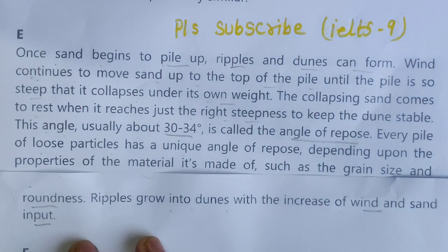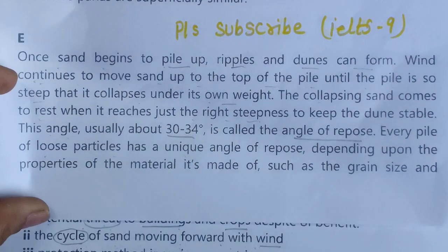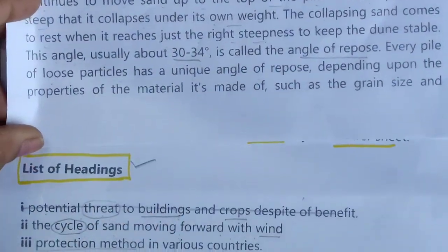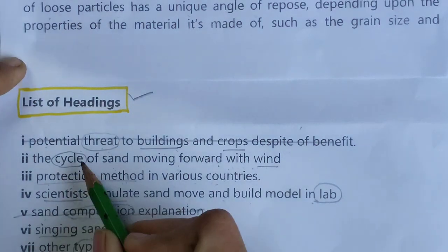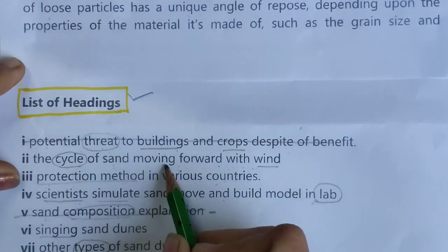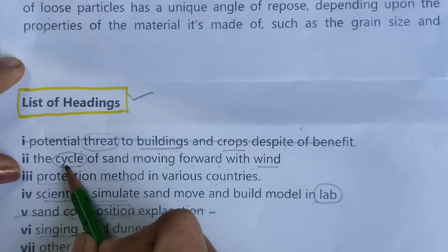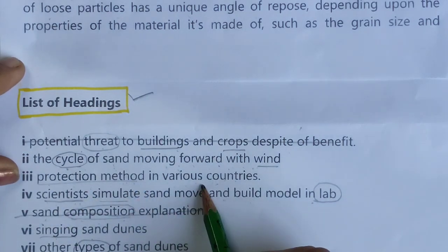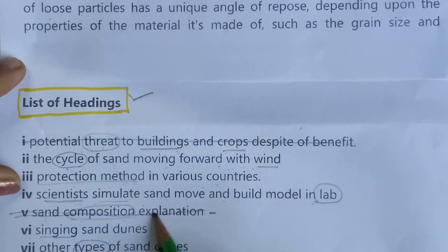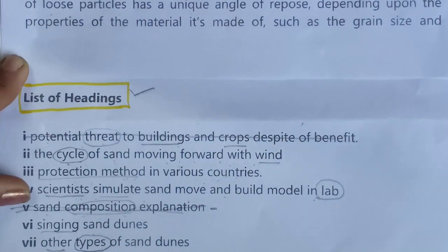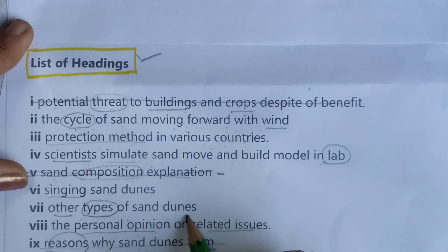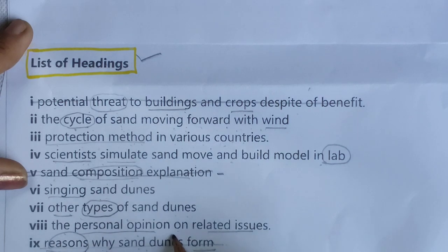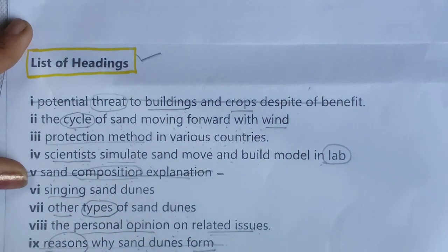Okay. So we can see the options first. So this is E we have read, and we can see the options here. We have the cycle of sand. So cycle thing they are not talking about. The production method in this country, no. Scientists stimulate, this is also not there. Sand composition we have done. Singing sand dunes, singing kind of thing was not there. Other types of sand dunes, this was also not there. The personal opinion on related issues, this was also not there.